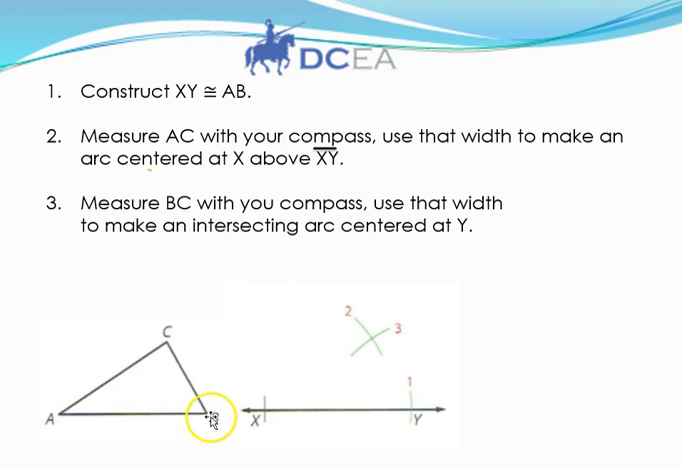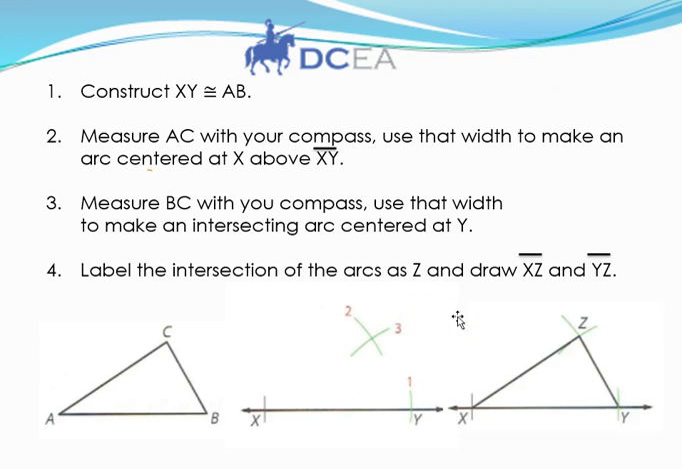Then you'll measure segment BC with your compass, and you use that width. You place the compass point on Y and you slash another arc. Where the two arcs intersect, we label that Z, and we draw segment XZ and YZ to make our triangle. So we've copied three sides equivalent and congruent to triangle ABC.